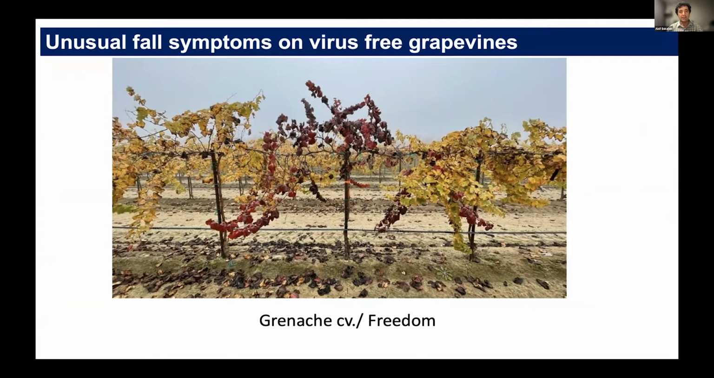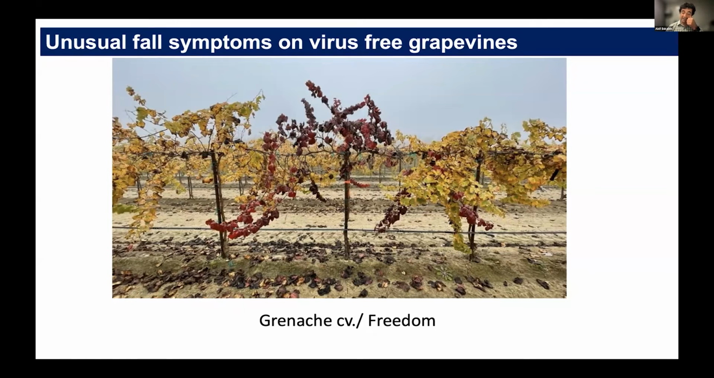Okay. A couple of years ago, one of our farm advisors in Fresno County called us and mentioned that they had been seeing these kinds of early fall symptoms in one of the vineyards in Fresno. The cultivar was Grenache on Freedom rootstock.